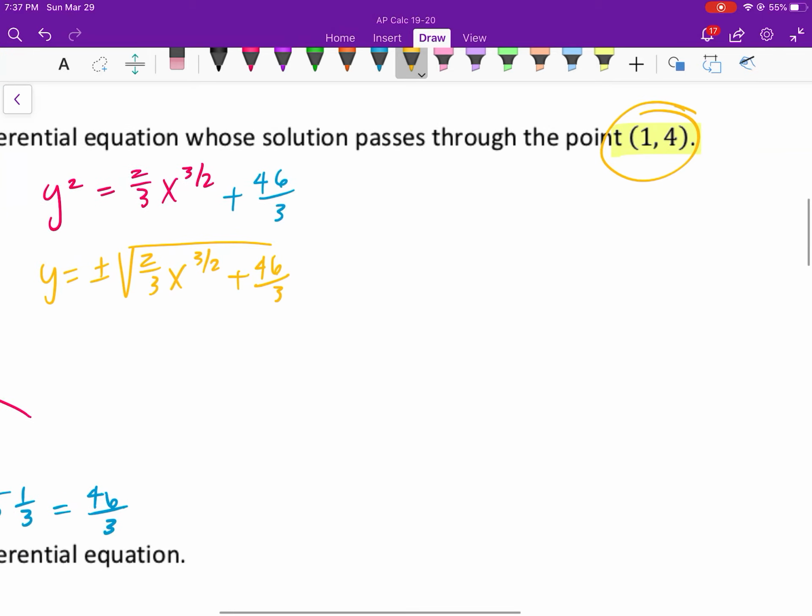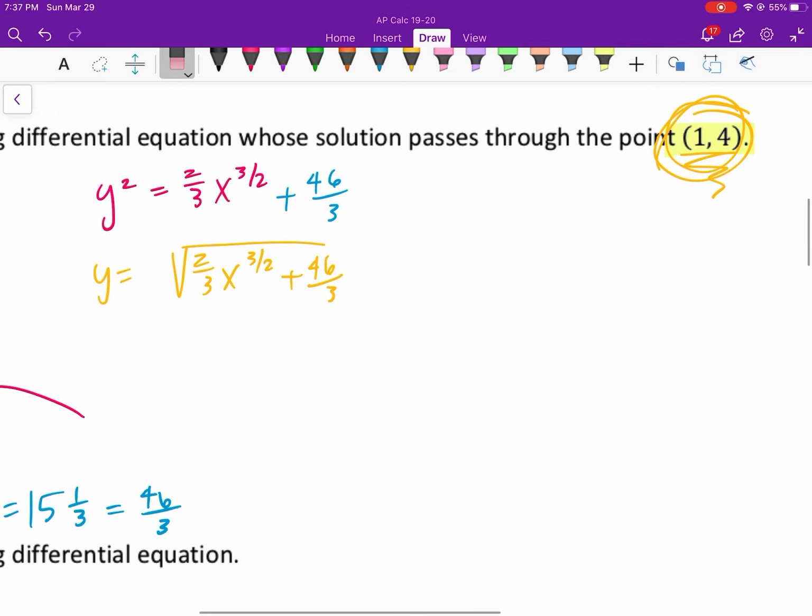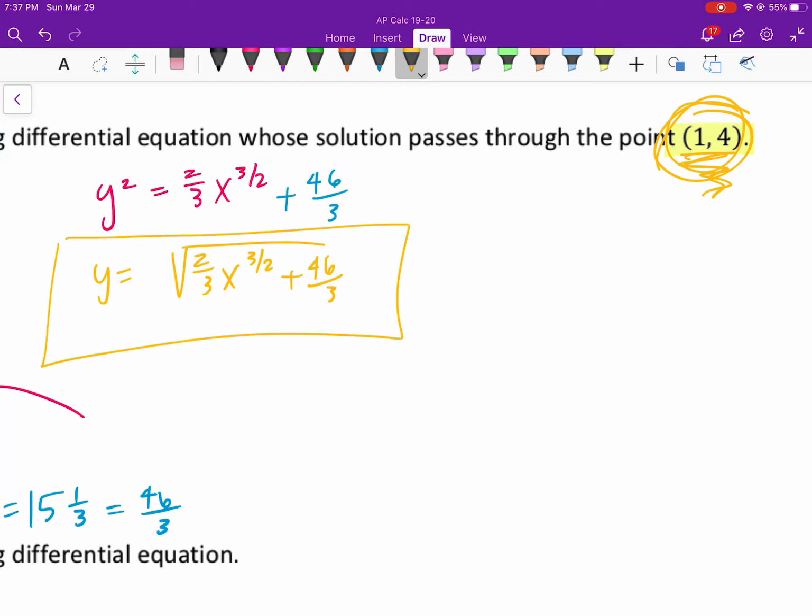But let's think about the point they gave us. We only care about the solution of the curve, right? That's what we're finding, an equation, a function that goes through this point. Well, that y coordinate is positive. So if we only care about the one that specifically goes through that point, we don't need the positive and negative out front. We only care about our positive curve because the y coordinate they gave us was positive. So we get to erase that plus or minus and call it a day.